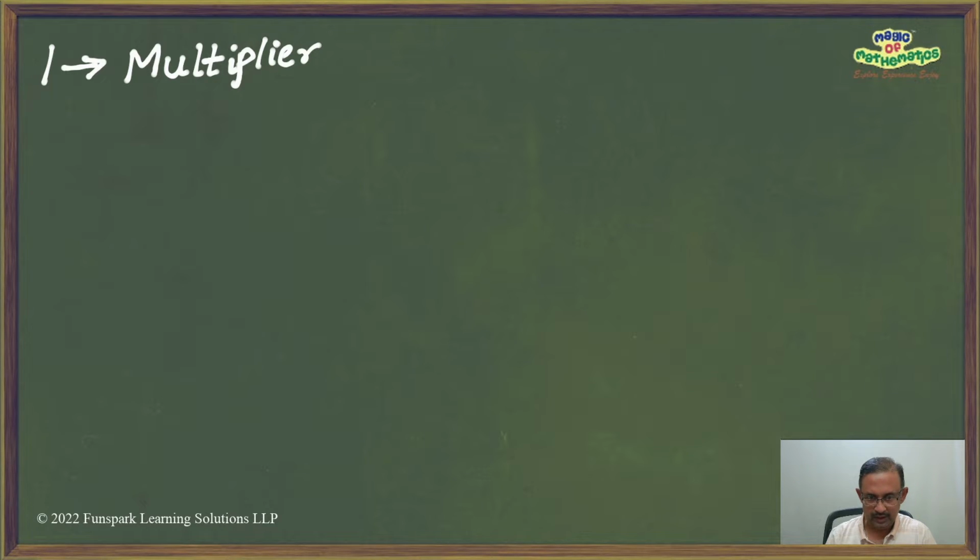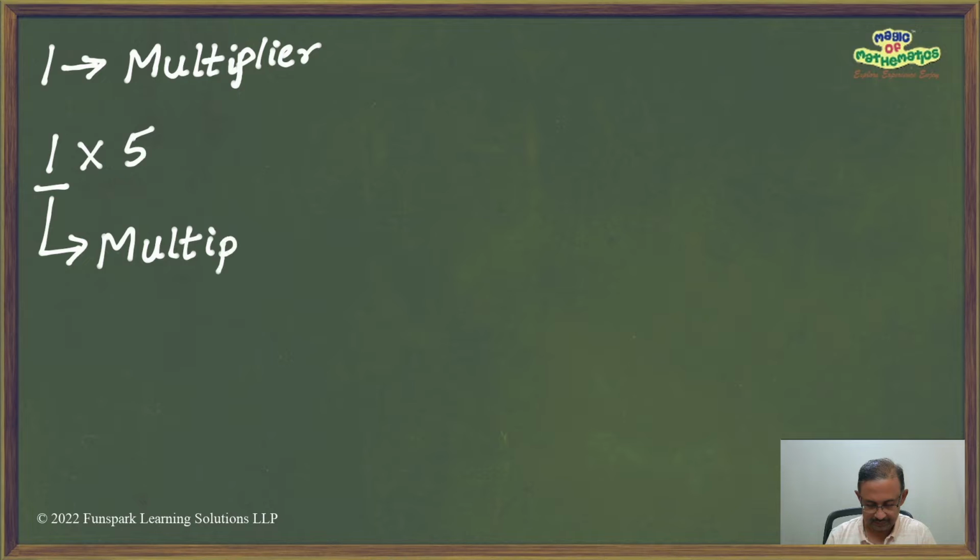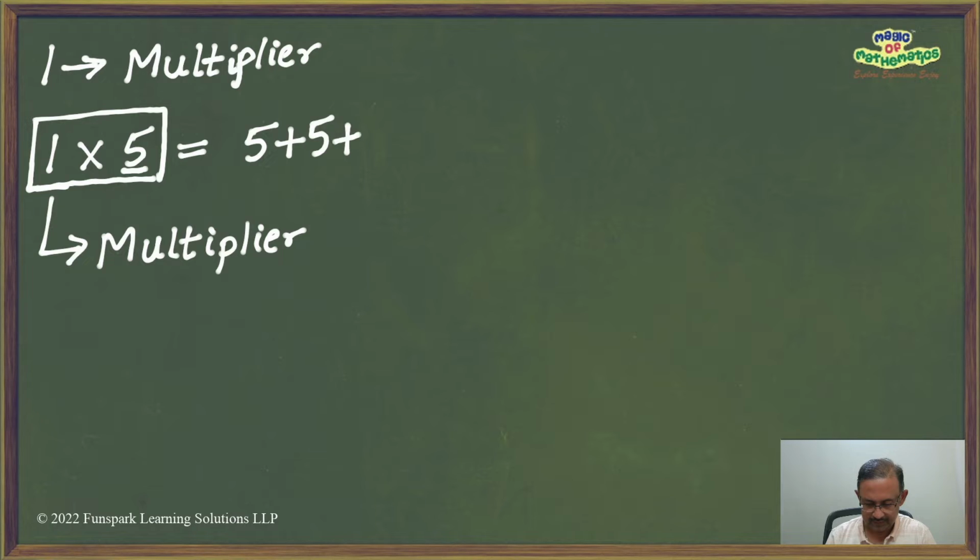Say we need to find out what is 1 times 5. Here 1 is the multiplier. We can think of this as 5 added to itself 1 time. But straight away we can see that this doesn't seem to make much sense. I mean, how can something be added to itself 1 time? So instead of looking at it like this, let us take a concrete example.